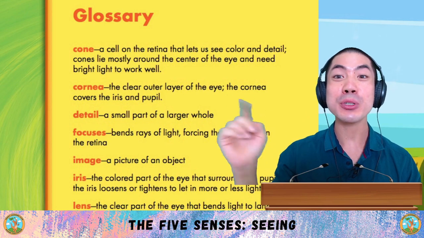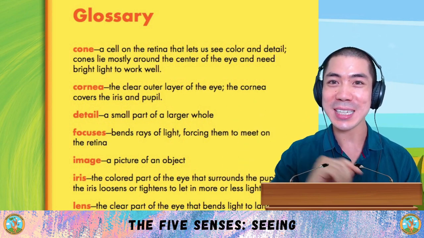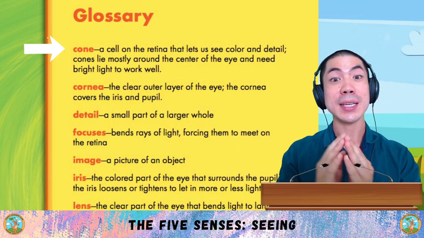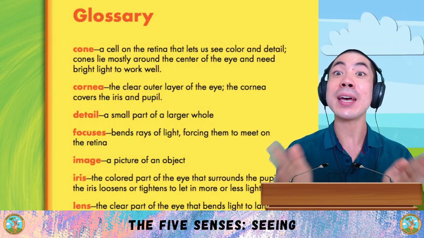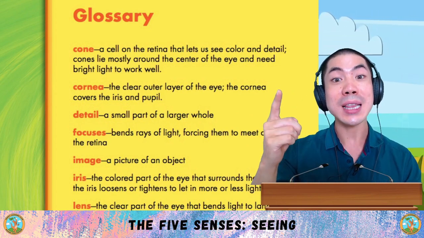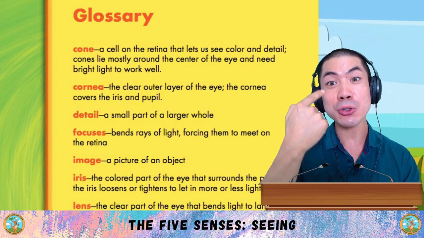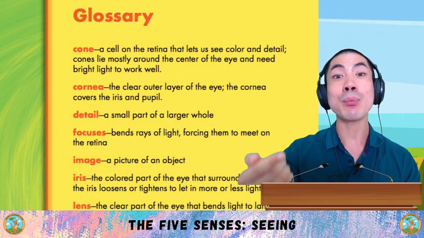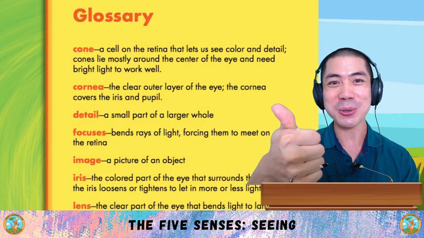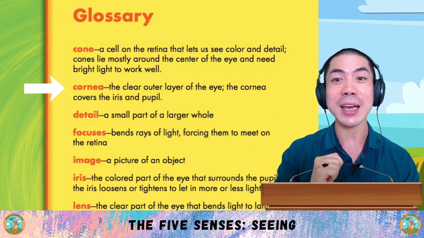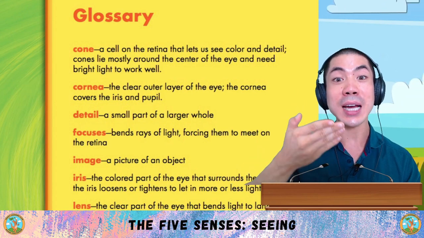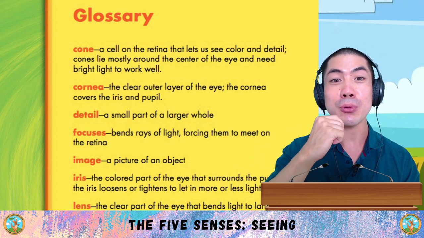Now, let's go through some of the words we learnt in today's book. Cone is a cell on the retina that lets us see color and detail. Cones lie mostly around the center of the eye and need bright light to work well. Cornea is the clear outer layer of the eye. The cornea covers the iris and pupil.